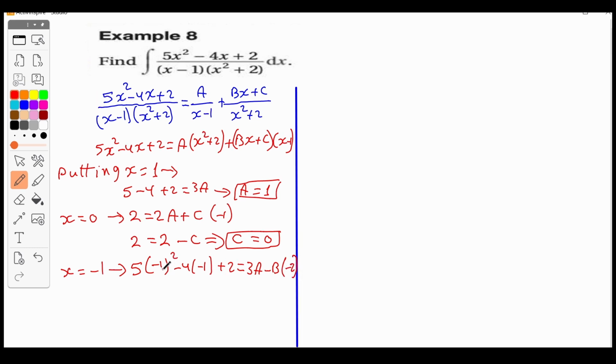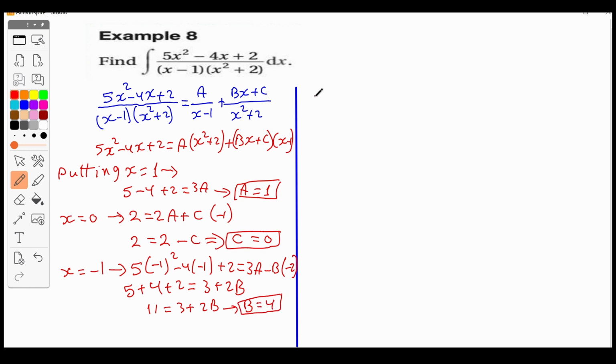Negative 1 squared here is 1 times 5 is 5 plus 4. So we say 5 plus 4 plus 2 is equal to 3 times a. We know that a is 1, so 3 times 1 is 3 plus 2b. Negative times negative, positive 2b. 5 plus 4, 9 plus 2, 11. So we say 11 equals 3 plus 2b. If we shift 3 to the other side, 11 minus 3 is 8. 8 equals 2b. So b is equal to 4 if we divide both sides by 2. So the value of b here equals 4.